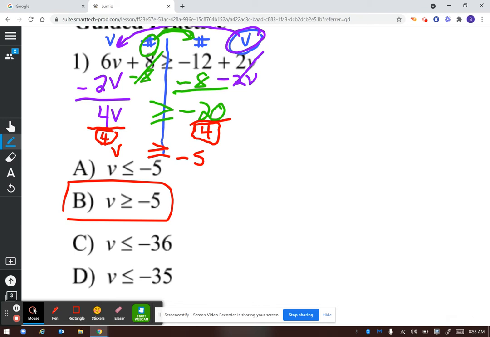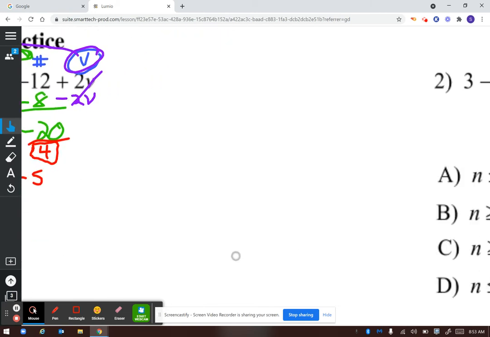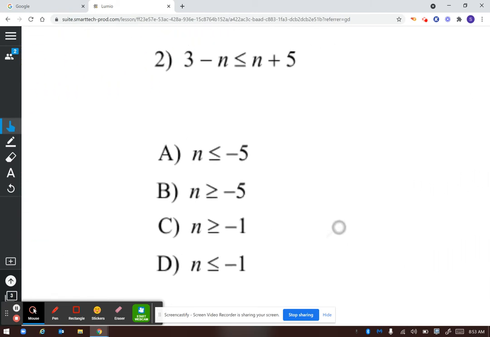See, they have the correct number with the inequality sign flipped the wrong way. So that could be a trick. Let's just do one more to be sure that we know what we're doing here.